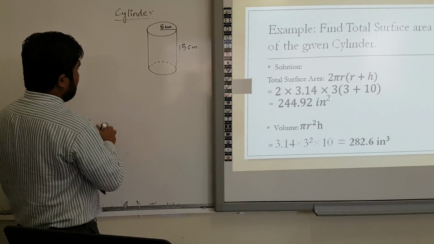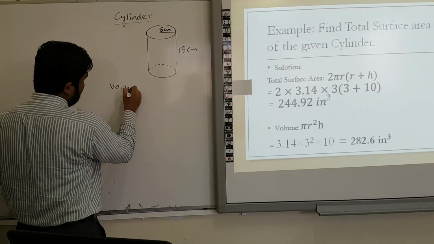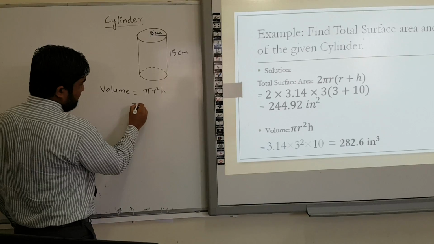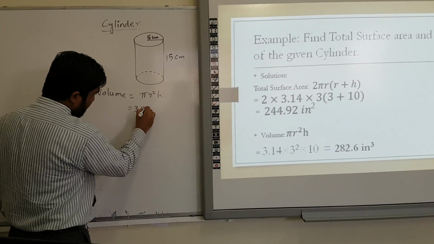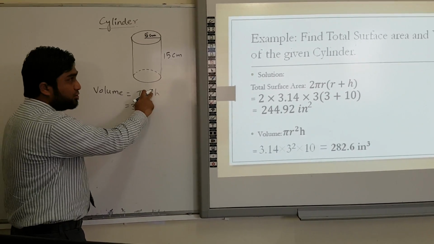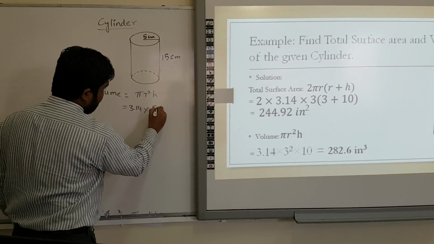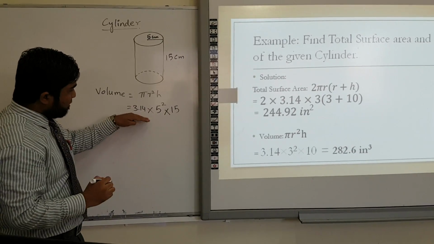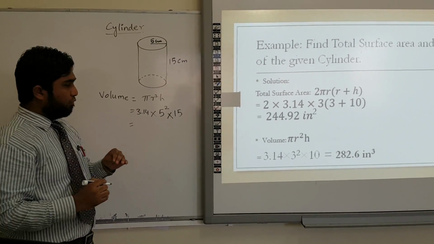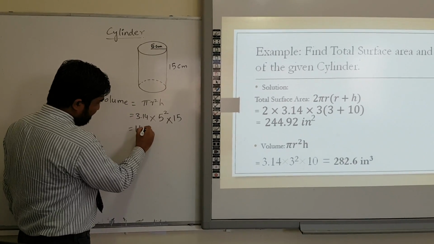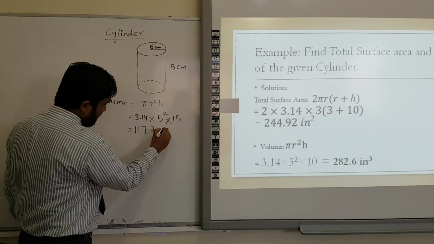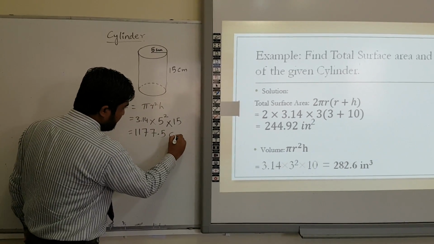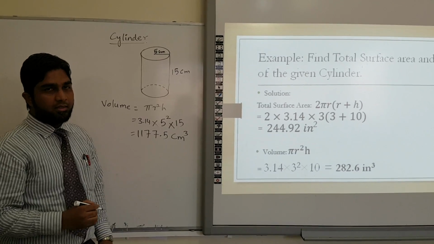We see that the formula of volume is pi r square h. The value of pi is 3.14 times radius to the power 2. Radius is given as 5, so 5 power 2 times h. H is given as 15. When we calculate all the values, we get the final answer as 1177.5. Now as we are finding the volume, we will use the unit as centimeter to the power 3.